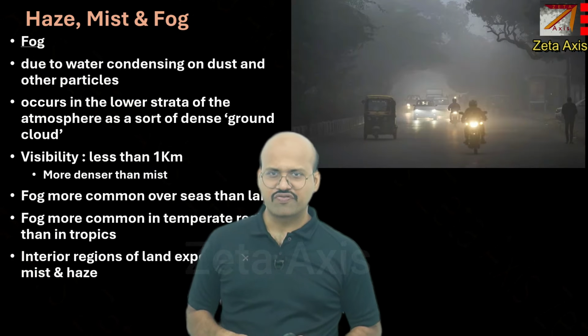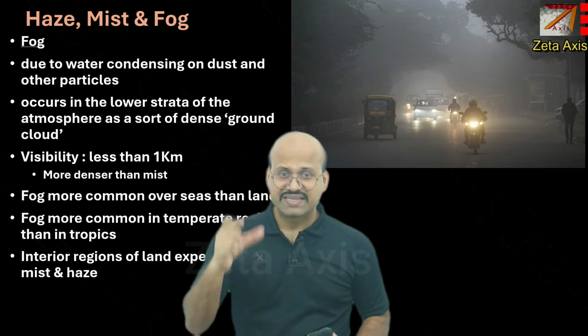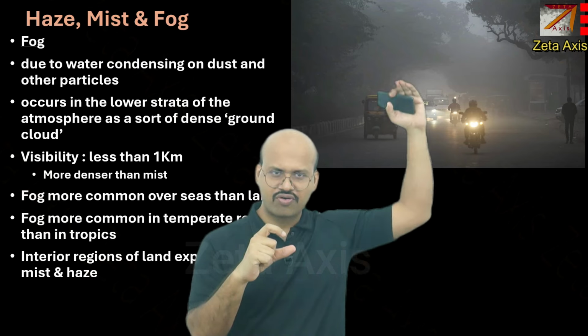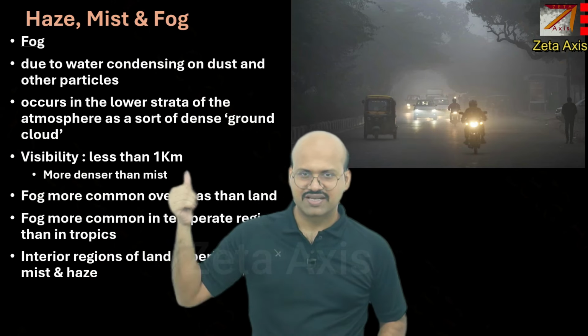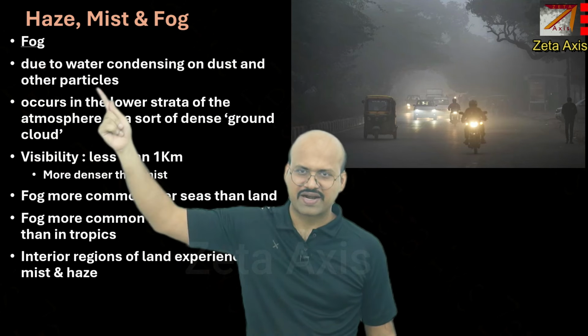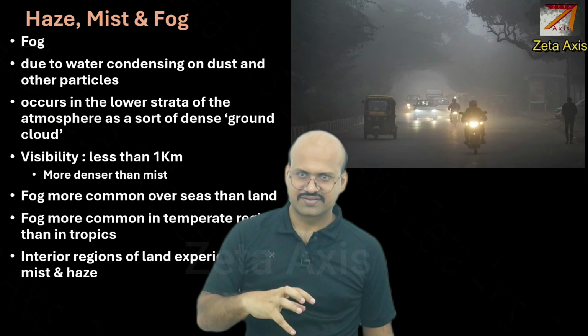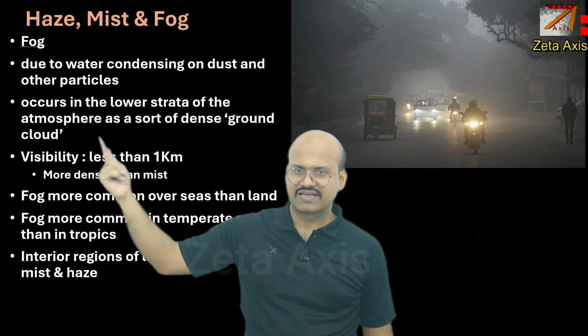And when we come to the fog, it is caused by a similar mechanism. However, here the density of the cloud which is formed near the ground is higher and therefore the visibility is less than 1 kilometer. So again, it is due to water condensing on dust and other particles near the Earth's surface. It occurs in the lower strata of the atmosphere as a sort of dense ground cloud.